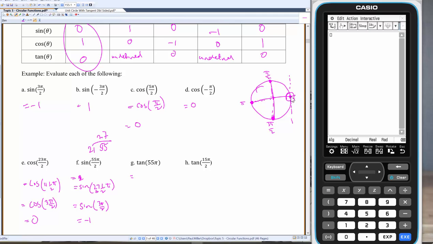55 pi. So here's pi, 2 pi, 3 pi, and so on, all the way to 55, or odd pi. That means that that's the same as the tan of pi, and we know that the tangent drawn through there will run back through the tangent there, which is 0. Okay, last one, tan of 15 pi on 2, that is going to be 7.5 pi. We're at odd pi and half a pi more. That's the tan of 3 pi on 2, and the line here runs parallel to the tangent, so we're going to say that this is undefined.